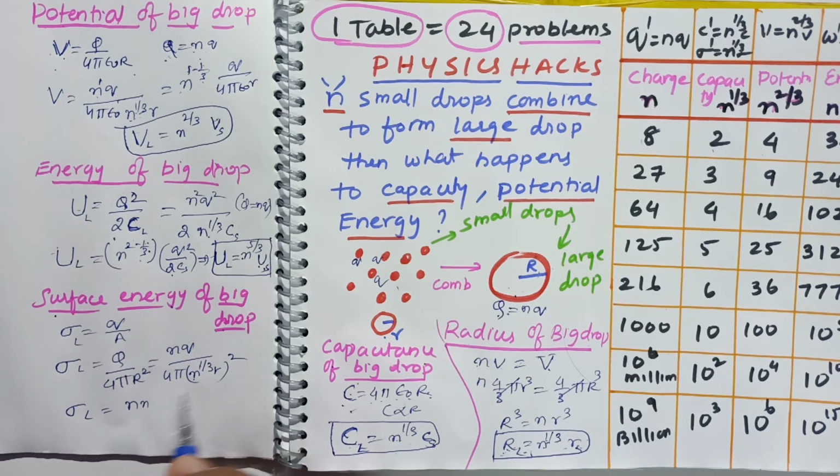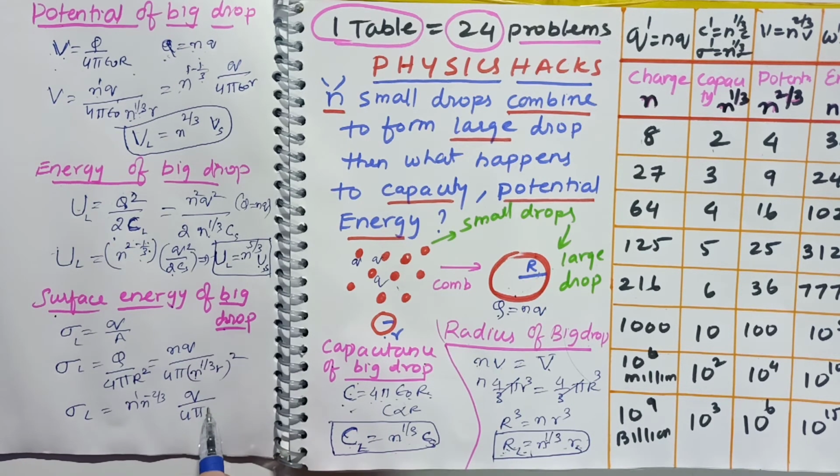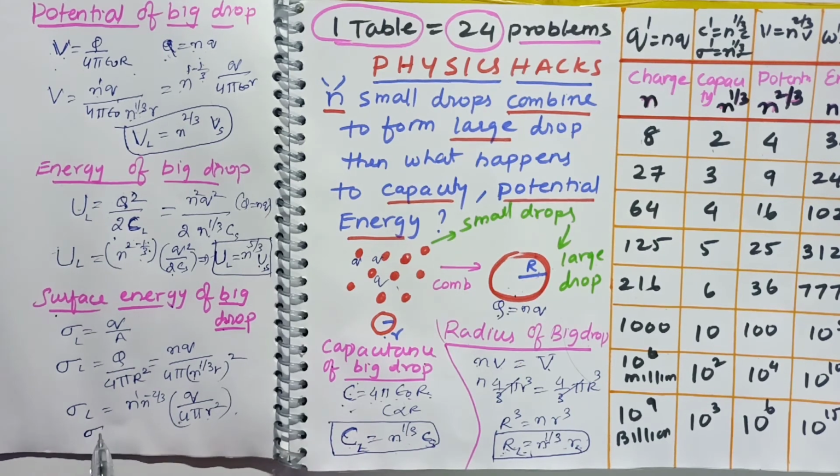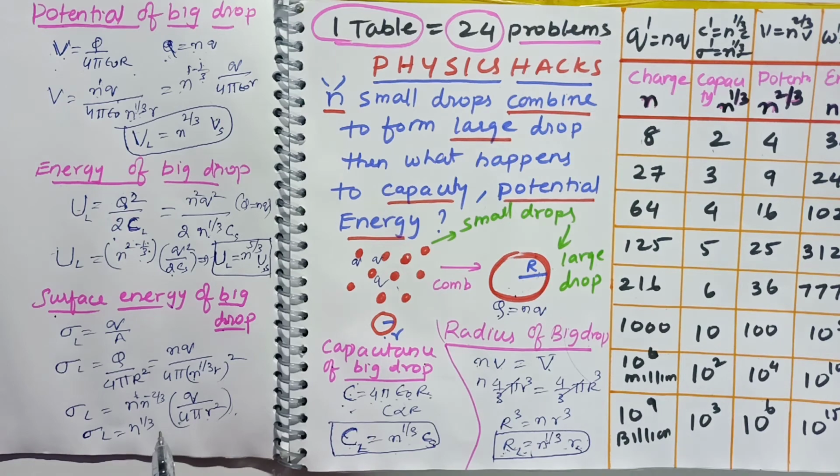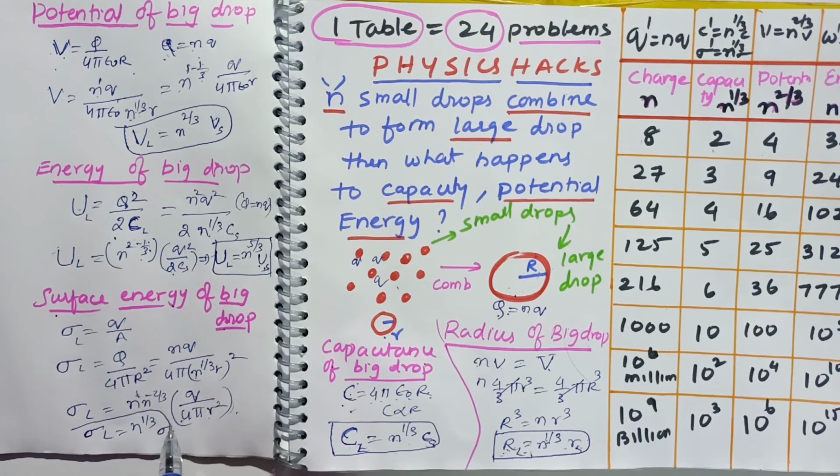So it comes to the numerator, n power 2 by 3 becomes minus 2 by 3, and what is left here is Q by 4 pi r square, that is, Q by 4 pi small r square combined together. So sigma for the larger drop is equal to n power 1 minus 2 by 3. How much is it going to become? n power 3 minus 2 is 1 by 3. So you get n power 1 by 3 times sigma for a smaller drop. This is the relation you are getting.